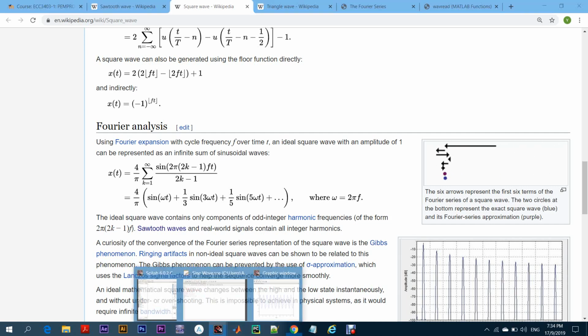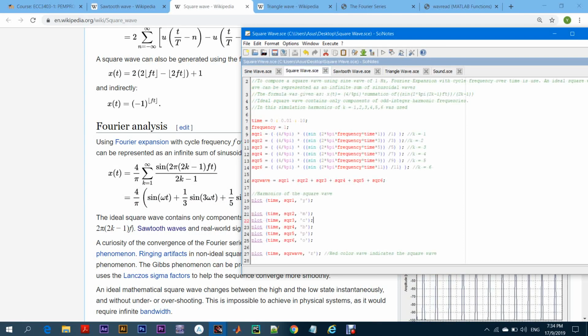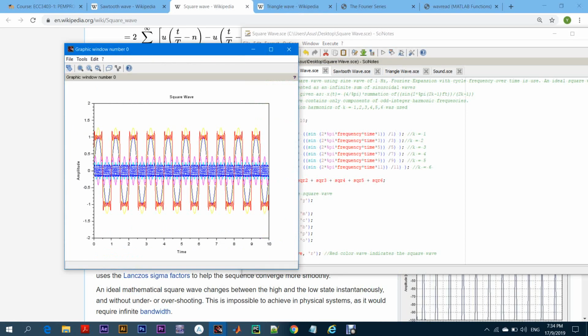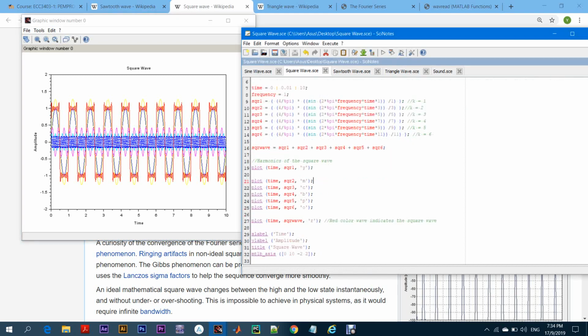So in this assignment, I'm using k equal to 1, 2, 3, 4 until 6. So by substituting k equal to 1 until 6 into the formula here and summing up all the harmonics and executing, I will get the square wave. Looks something like that. So based on the code written here, the red color line indicates the square wave, and then the other color lines are the harmonics.